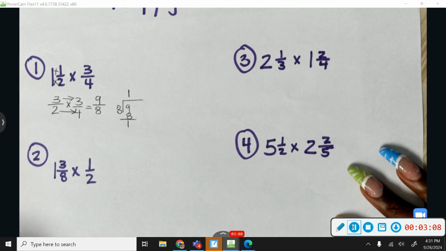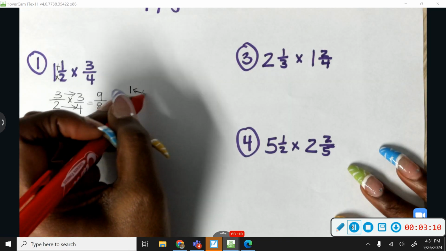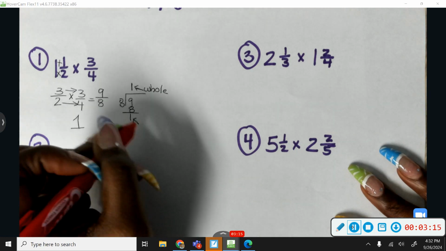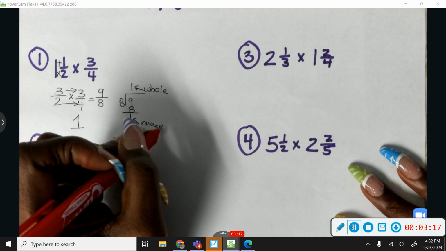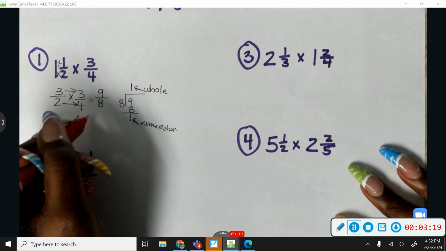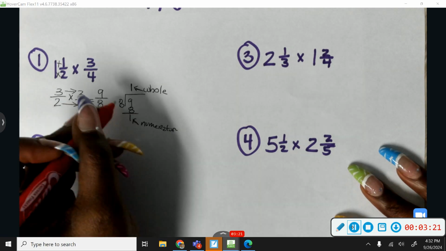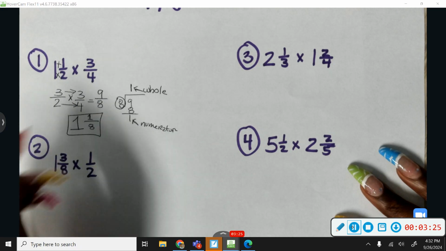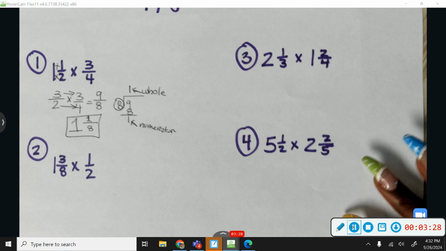So in this case, here goes my whole number, which is 1. My remainder is my numerator, which is 1. And then my denominator will stay the same, which is 8. So 1 1/8. Okay, let's look at the next one.